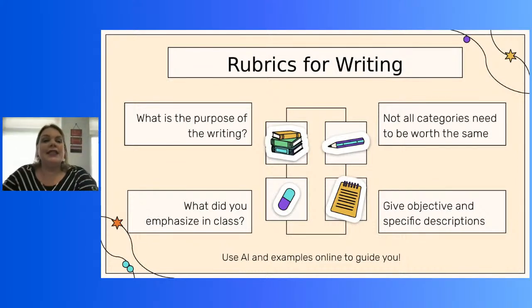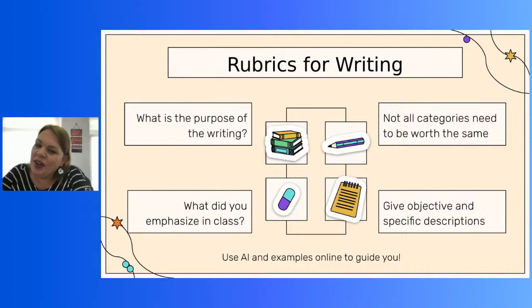What did you emphasize in class? Maybe in the last couple weeks, you've been working a lot with punctuation with your students in your classes. How about giving punctuation more weight in this rubric? Because that's what you've been working on, right? Maybe you've been working a lot on spelling. Maybe you've been working a lot on grammar, whatever it is, right? You want to also transfer that to your rubric so that it appears in the evaluation.